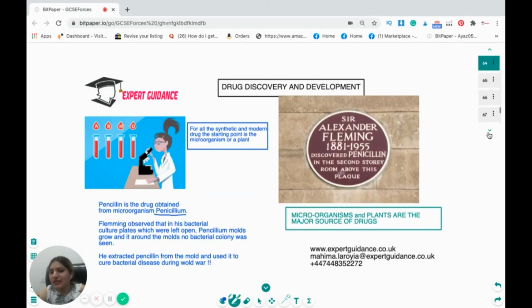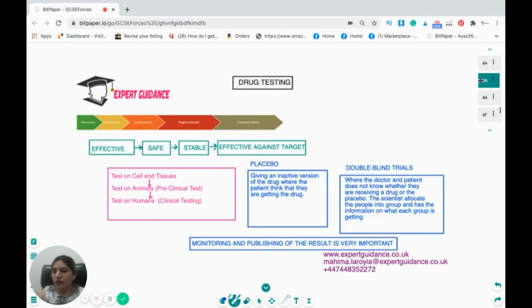Like penicillin is a drug obtained from the microorganism Penicillium. Fleming observed that in his bacterial culture plate, as the Penicillium was growing, the bacteria were not growing. So he extracted penicillin from the mold, and it was used to cure bacterial disease during World War II. Microorganisms and plants are the major sources of drugs.